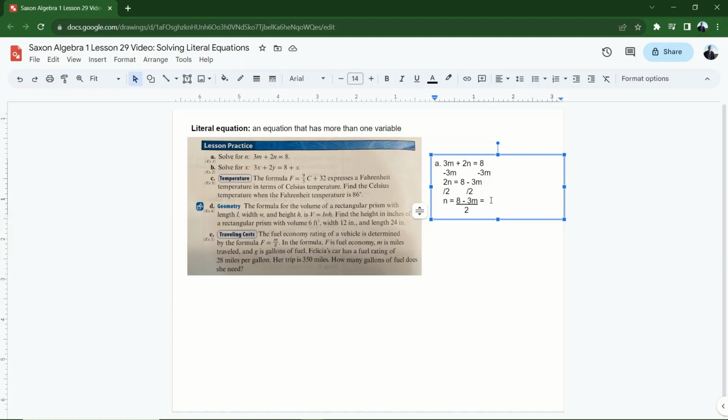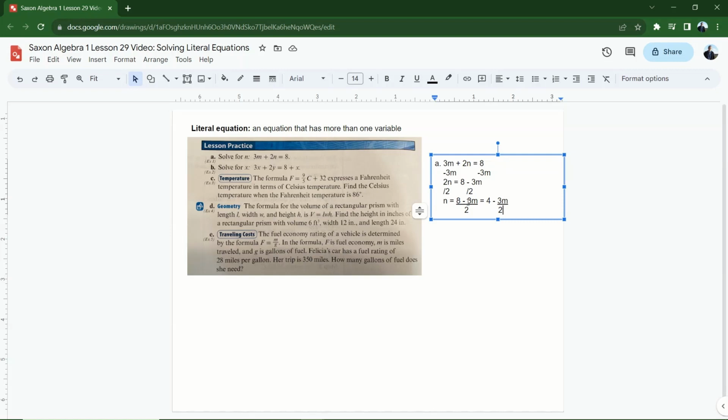So what is that going to look like? Well, it's going to be 4 minus 3m, and this is going to be over 2. And that's my answer. So n equals 4 minus 3m over 2. I could have also left it as 8 minus 3m over 2, but that's not algebraically in simplest terms.